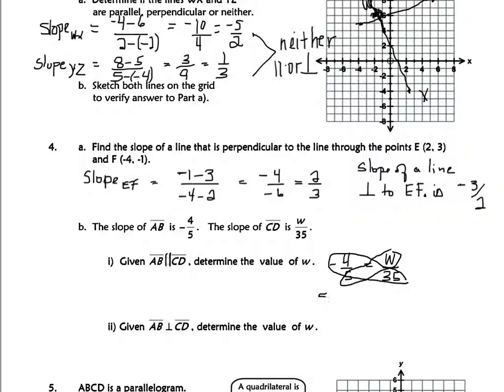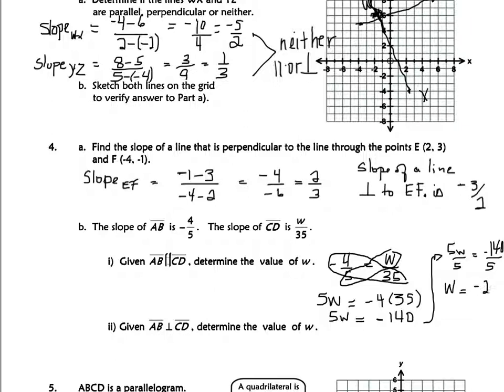So I know that 5w is equal to negative 4 times 35. So 5w is equal to negative 140. So 5w divided by 5 equals negative 140 divided by 5. So w equals negative 28. You would need w to be negative 28 in order to have a slope that made it parallel to line AB.